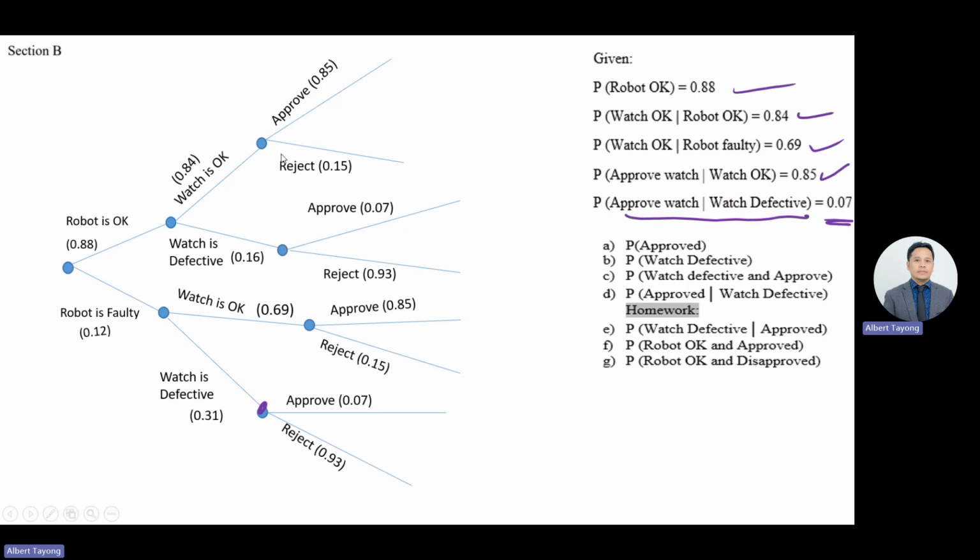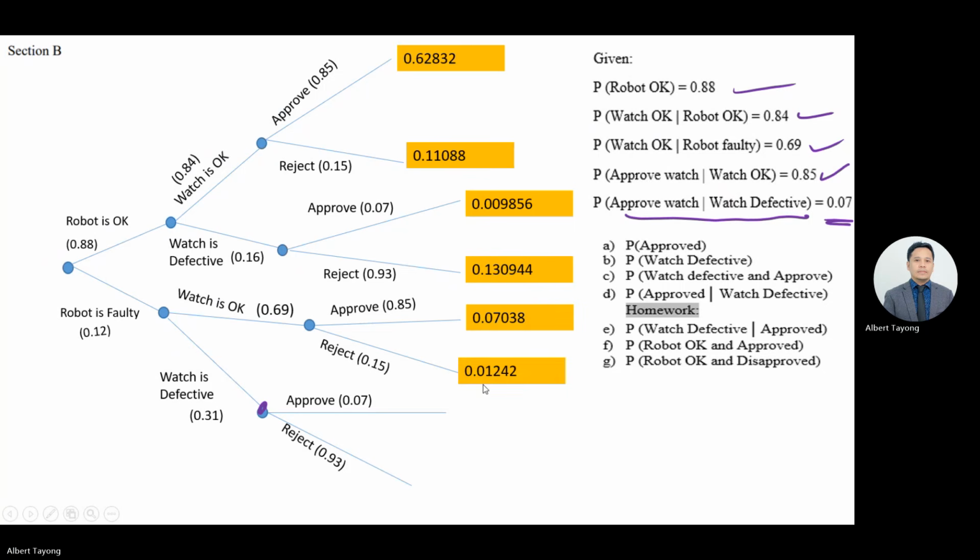The first line is this: robot is okay, watch is okay, and approve. Okay, multiply 0.88 and 0.84 and 0.85. The answer is 0.62832. So if the values are on the same line, you multiply. Here, 0.88 times 0.84 times 0.15. This is the value. Okay, so the same procedure for all. For this, next line, next line, next line, and the last line.